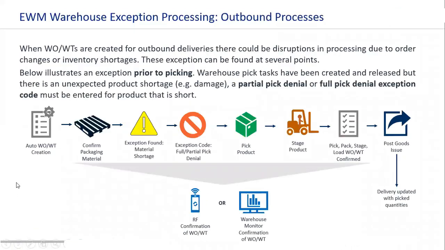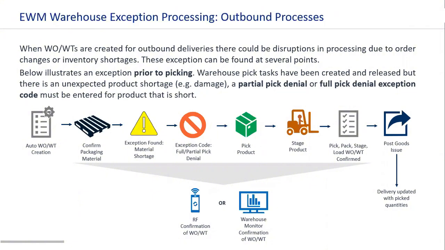So for outbound processes, when warehouse orders or tasks are created for outbound deliveries, there could be disruptions in processing due to order changes or inventory shortages. These exceptions can be found at several points. Below illustrates an example of prior to picking: warehouse pick tasks have been created and released, but there is an unexpected product shortage, e.g. damage, and you can do a partial pick denial or a full pick denial.